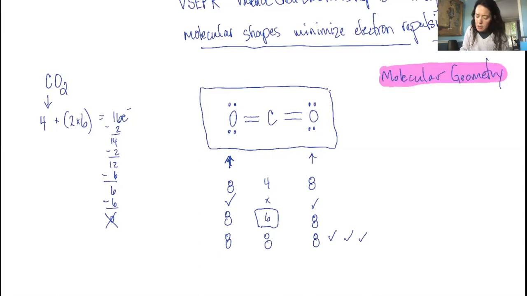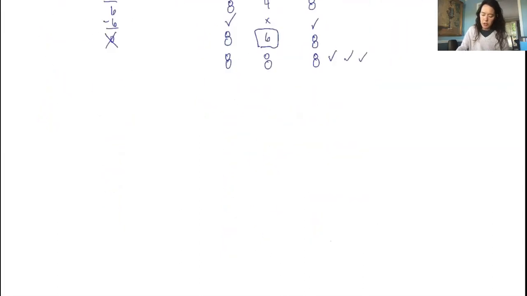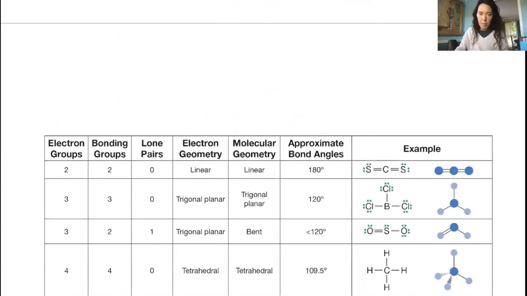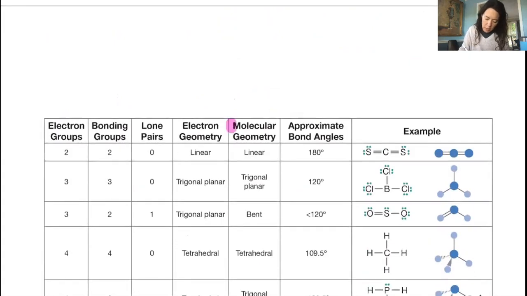So let's look at our molecular geometry chart. Please pull out your chart. You should have a printed copy. Notice that I see the words molecular geometry right here. I also see, next to that, electron geometry.